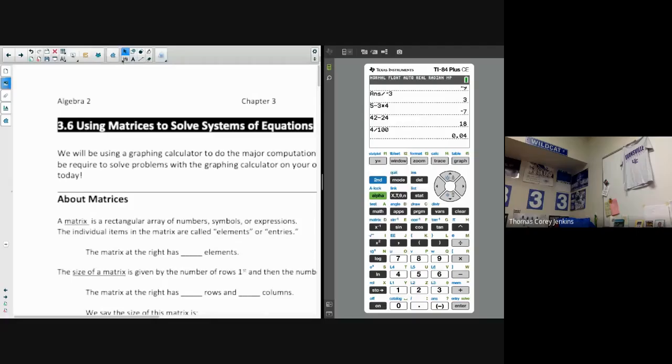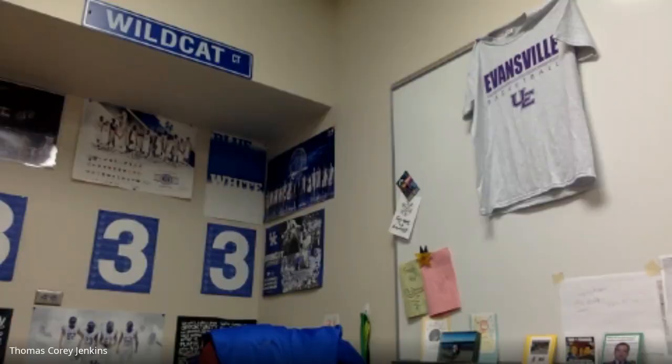All right, so a little bit about matrices. I'm going to try to zoom in just a little bit to see if I can fit all this on the screen. I know that makes it a little bit tougher to see on your end, but just for this first part. That's a little bit better. All right, so about matrices, some of the basics.